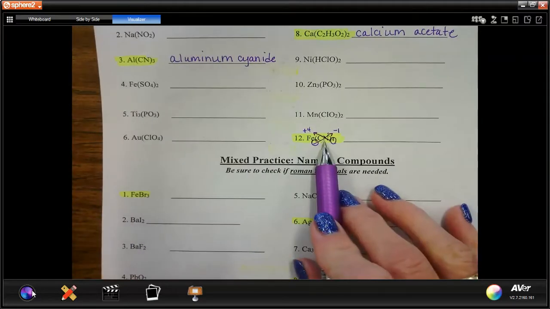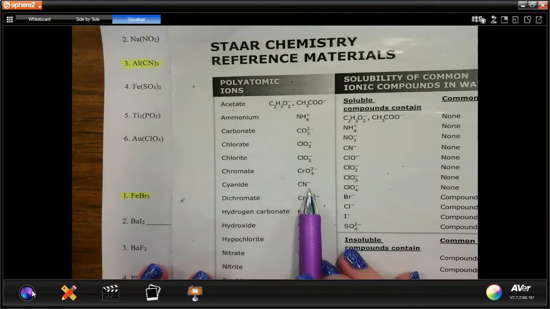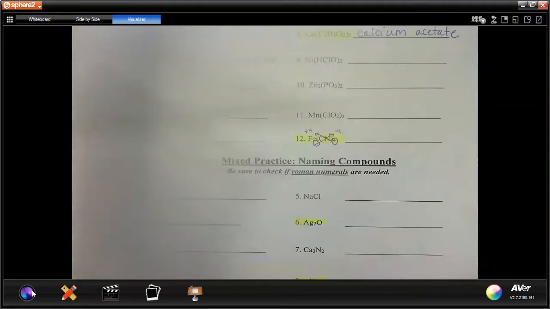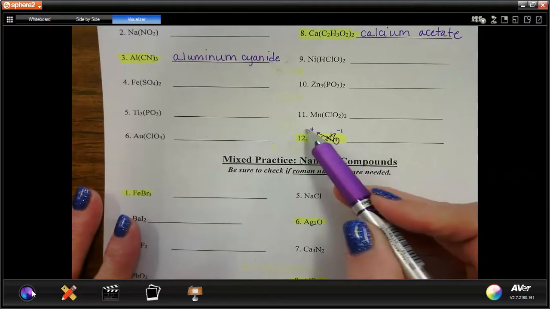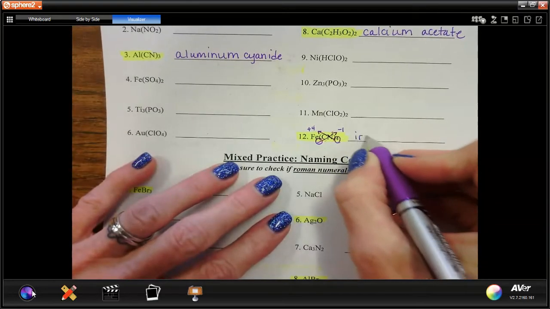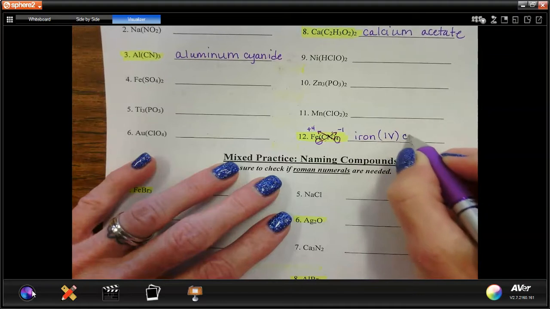So we go and find cyanide on our list of polyatomic ions and check its oxidation number. Is cyanide -1? Yeah, cyanide always has that -1 oxidation number. And remember, if the negative ion is correct, that means the positive one's correct. So the way to name this is going to be iron(IV) cyanide.